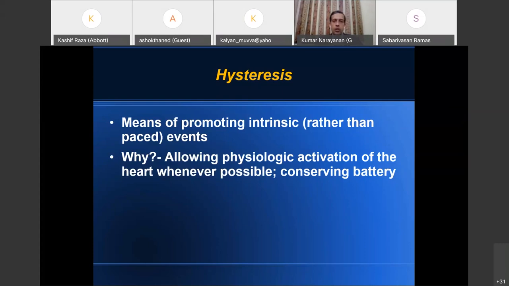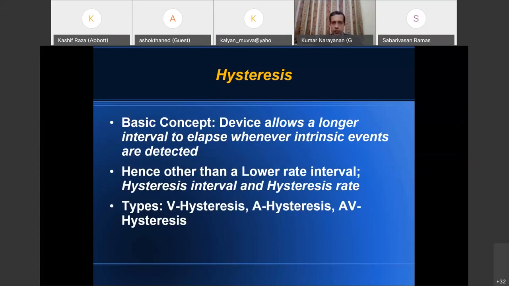So you want intrinsic activation if it is present whenever possible. Secondly, if the patient has a good period of time where you don't need to pace, then again, you can conserve battery. So these are the two functions which a hysteresis algorithm can achieve. So what is the basic concept of hysteresis? The device allows a longer interval to elapse whenever an intrinsic event is detected. That is the basic principle of hysteresis.